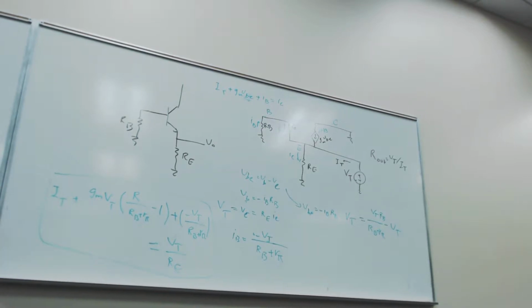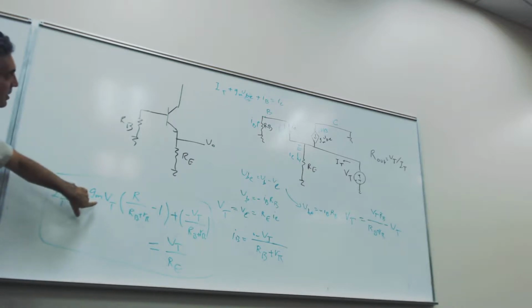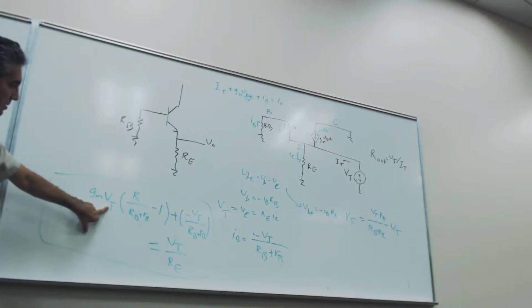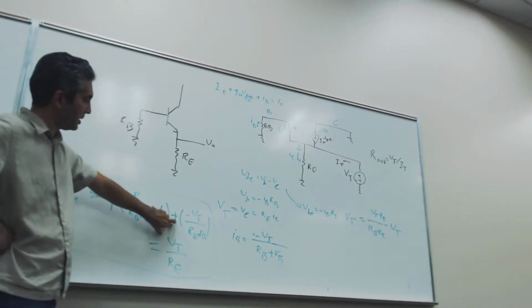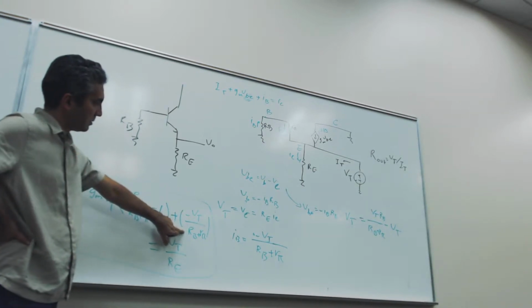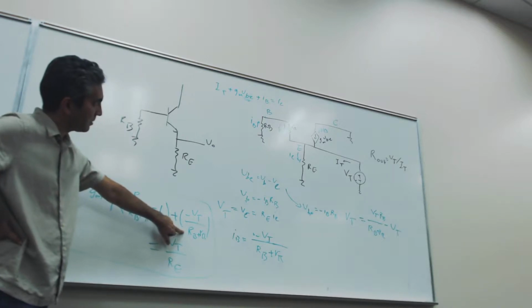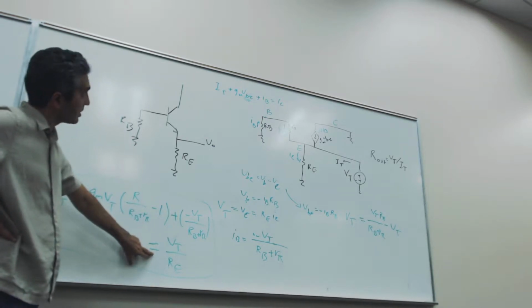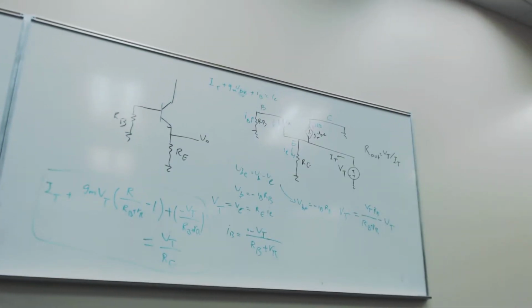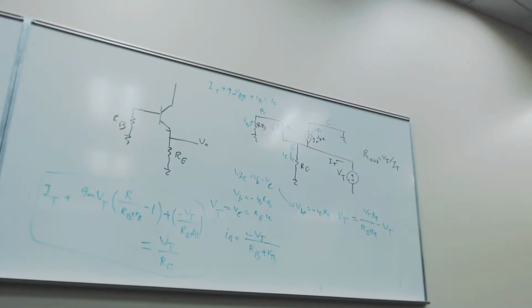Double check whatever we did so far. So I wrote KCL up there. That's IT. GM, that's VBE, as we wrote it over there, right? Plus IB, as we wrote it down there. Is equal to IE right there. So let's move all the VTs to one end.